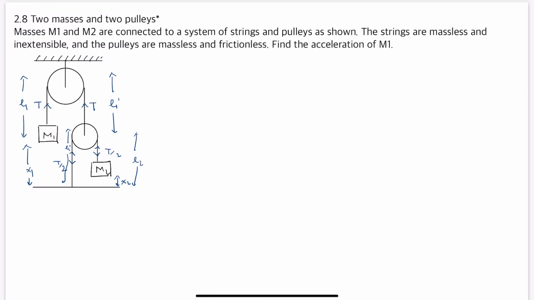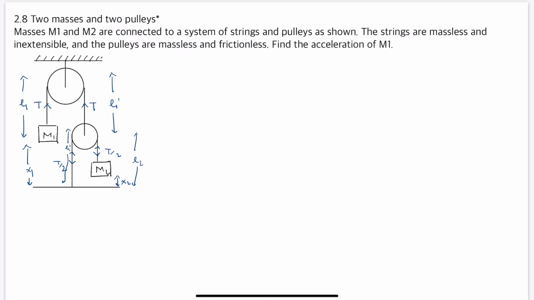Hi guys, welcome to R2E, and in this video we're gonna solve problem number 2.8 from Daniel Kleppner and Kolenkow. So what the problem says, let's see. It says that I have these two masses M1 and M2 that are connected through a system of pulleys and strings, and the strings are massless, inextensible, and the pulleys are also massless and frictionless. And what I am supposed to calculate is the acceleration of m1, right?